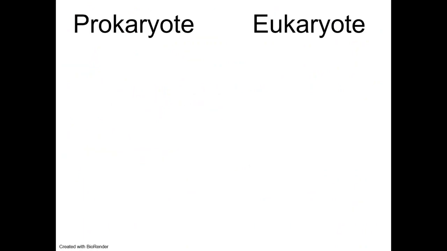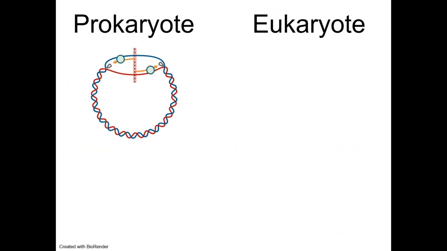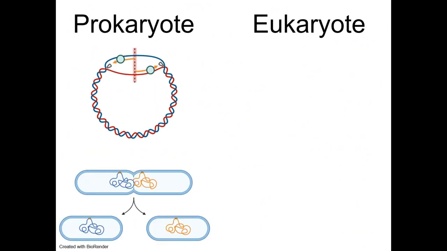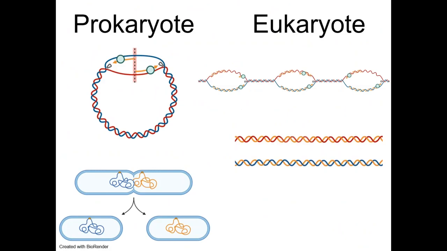DNA replication differs between prokaryotes and eukaryotes. Prokaryotes have one point of origin to begin replication and divide into 2 new cells while the DNA is being duplicated. Eukaryotes, however, have multiple points of origin throughout the DNA strand. This is then followed by cell division or mitosis.